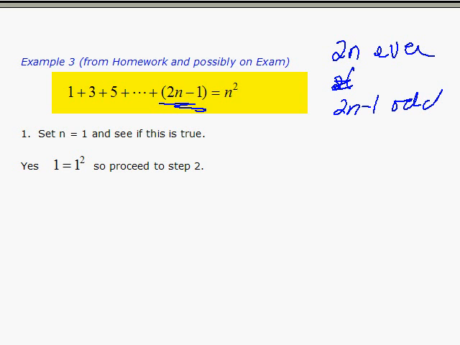To see if it's true, step 1. Set n equal 1 and see if it's true. N equal 1 means pick the first term on this side. Here's my 1. Over here, substitute. So now I have 1 squared. Well, 1 squared equals 1. So this is true, and we can proceed to step 2.